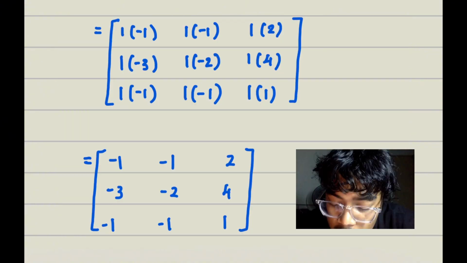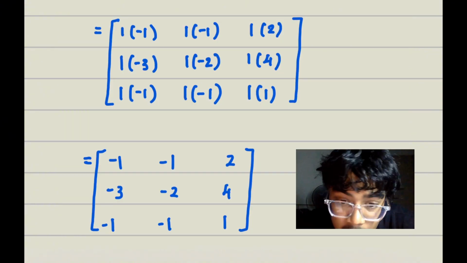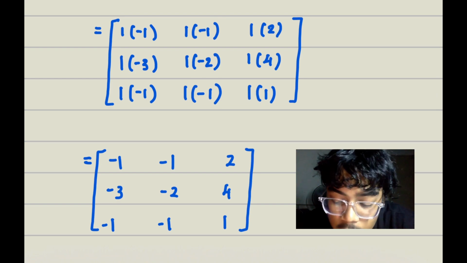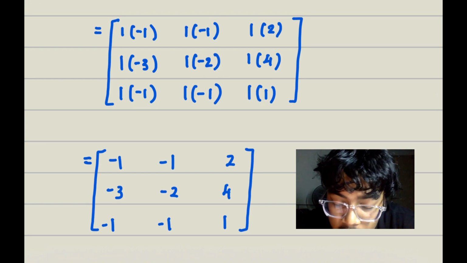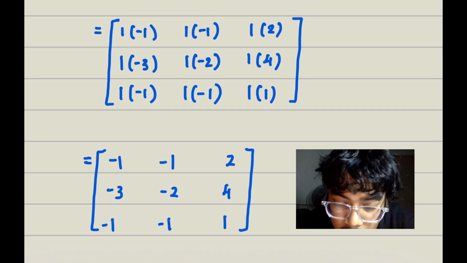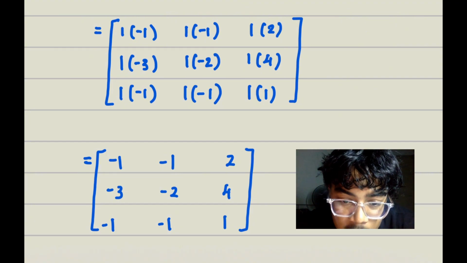So now we will go over the final answer. So the inverse will be equal to negative 1, negative 1, and 2 for the first row. Now for the second row, negative 3, negative 2, and 4. Now for the final row, negative 1, negative 1, and 1.